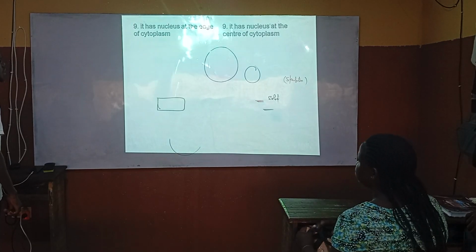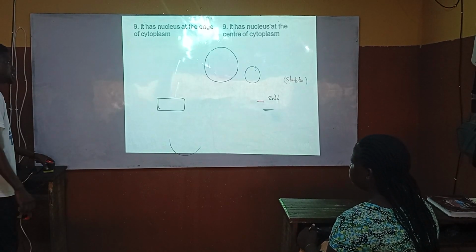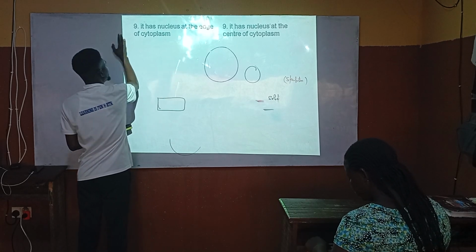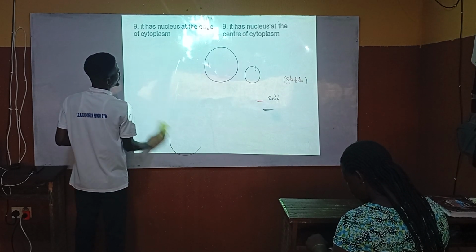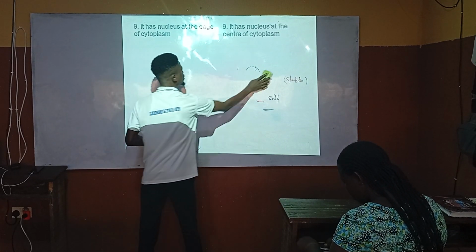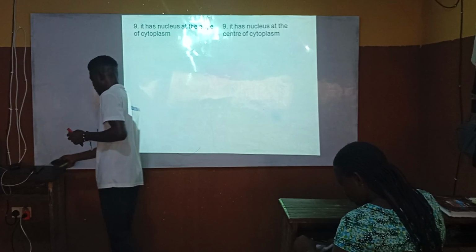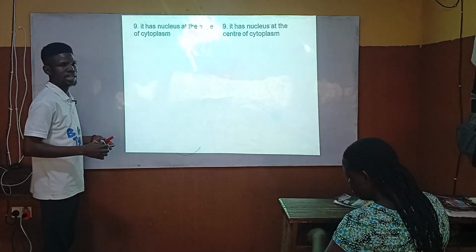The point is even there. Plant cell, it has nucleus at the edge of cytoplasm. While for animal cell, it has nucleus at the center of cytoplasm. Are we clear about that?